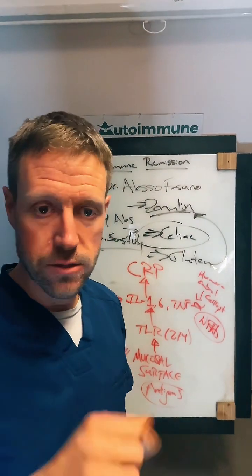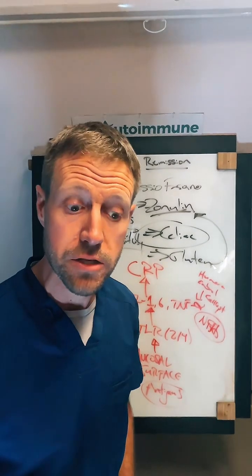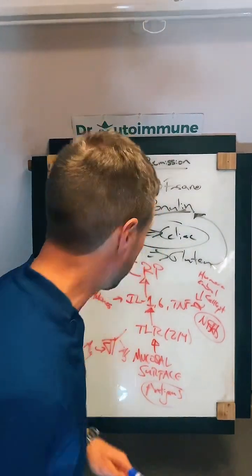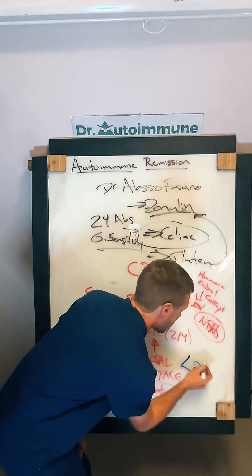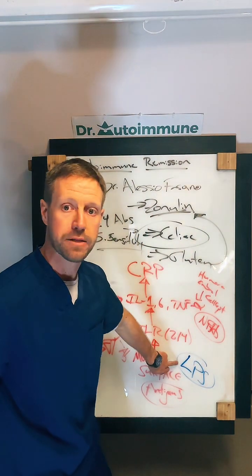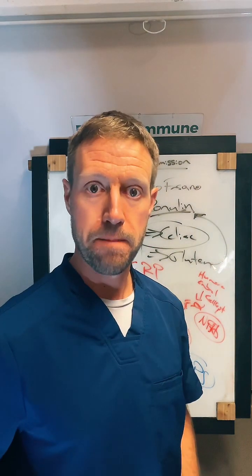Bacteria and viruses. That's from a comment here. Epstein-Barr virus. Yes, those are all examples of antigens, right? Another example of an antigen is called LPS, lipopolysaccharides. LPS comes from gram-negative bacteria.